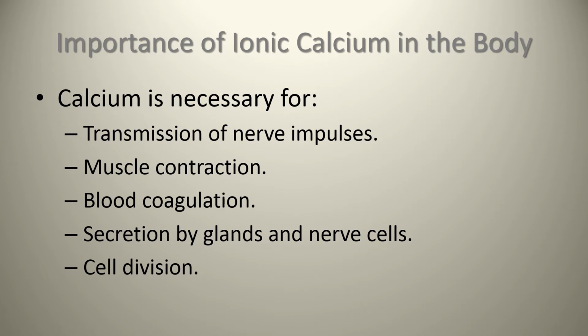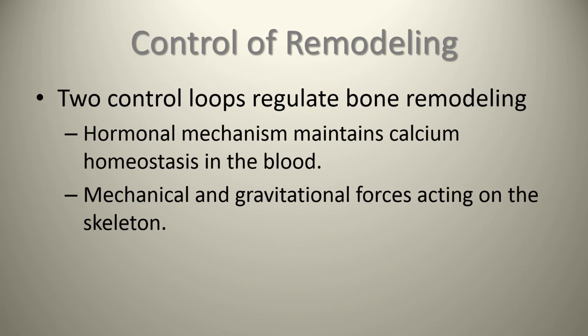So the control of remodeling: there are 2 loops that basically regulate bone remodeling. Number 1 is the hormonal mechanism, which maintains calcium homeostasis in the blood. And yes, the bones are a calcium reservoir for the body. And number 2 is the mechanical and gravitational forces acting upon the skeleton. So we'll cover the hormonal mechanism first.